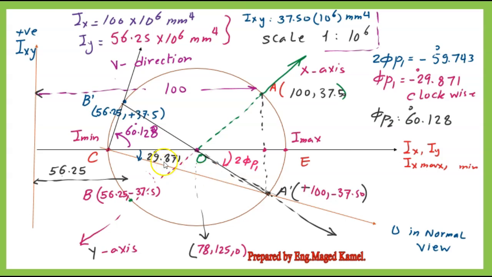The angle theta B1 equals minus 59.743 divided by 2 equals 29.8715 degrees. The line CB' represents the direction of the B-axis in the normal view. The angle theta B2 equals 90 minus 29.875 equals 60.128 degrees.